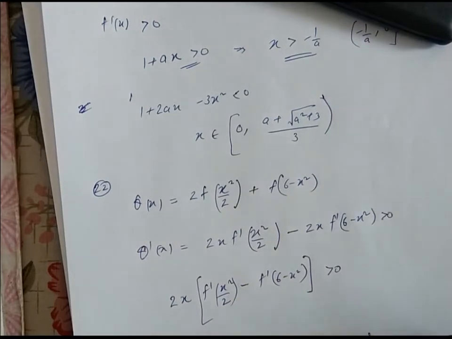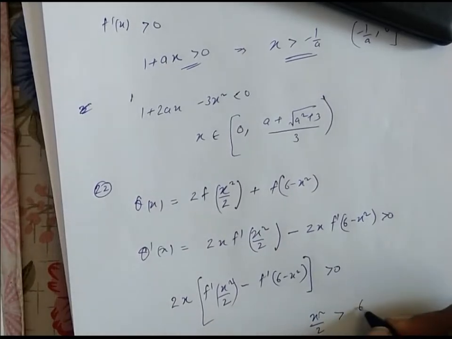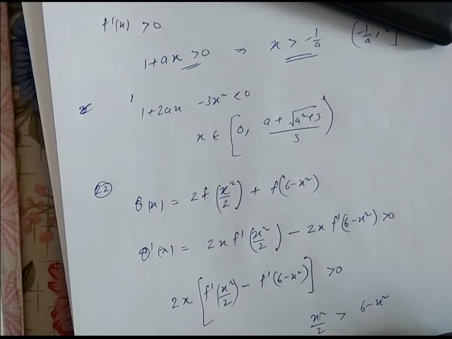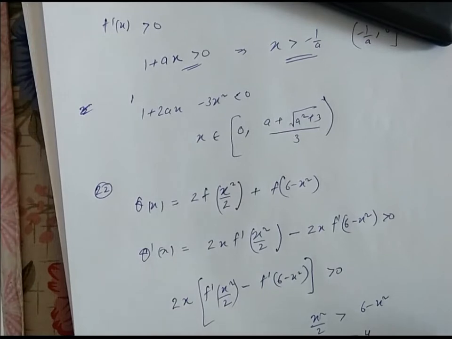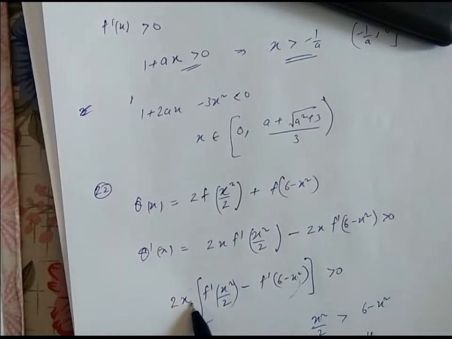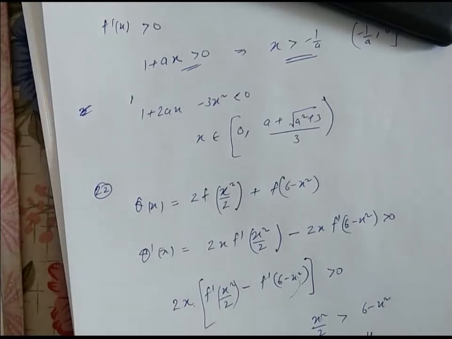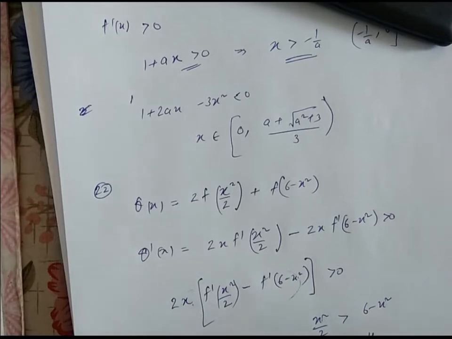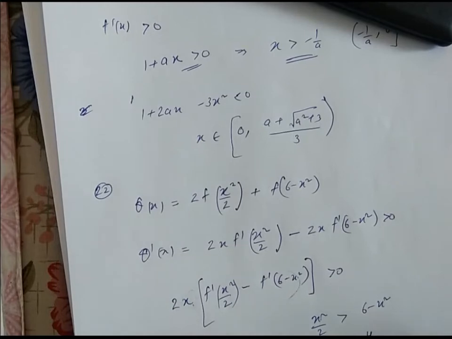Sorry, if f double dash is greater than 0, then f dash is increasing. So x square upon 2 will be greater than 6 minus x square if x square is greater than 4. Okay, so if x is greater than 2, then this would be positive and this would be positive, and hence the function will increase. Okay, and if x is less than minus 2, for this the function will increase.